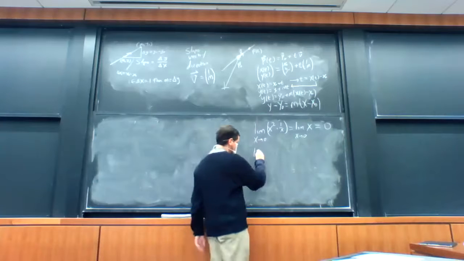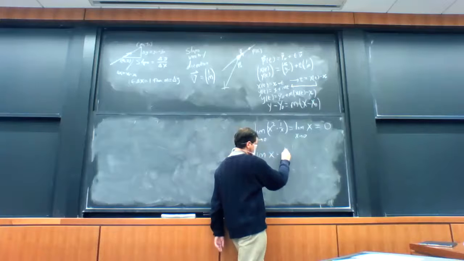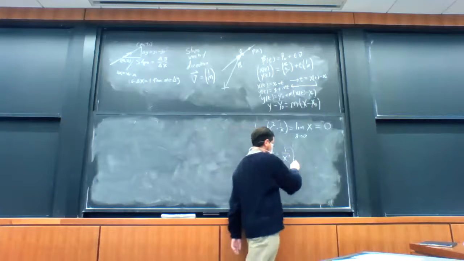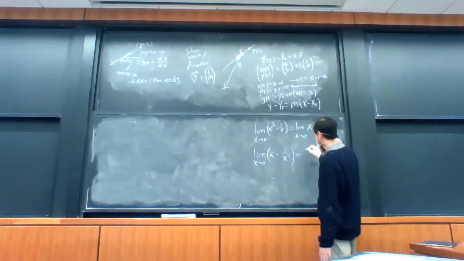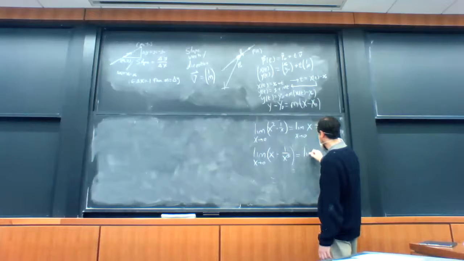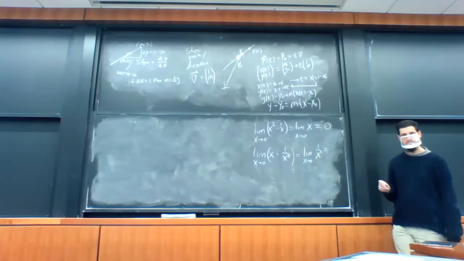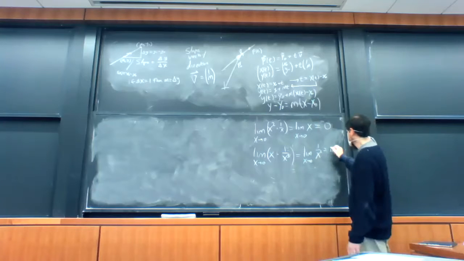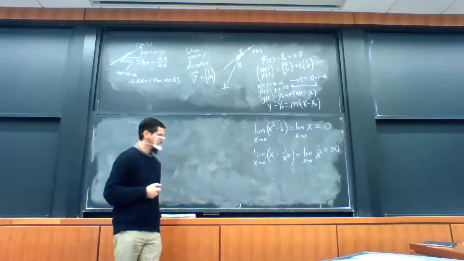If I gave you the limit as x goes to 0 of x times 1 over x to the 4th, let's see. This is the same as the limit as x goes to 0 of 1 over x squared. What does that equal? Infinity. And now we have 0 times infinity is infinity.